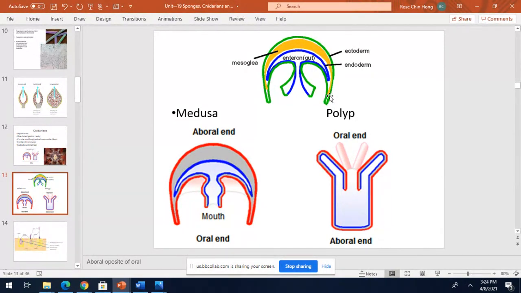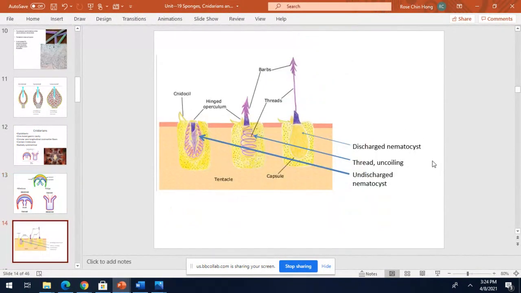so it allows movement. Okay, so what makes this a cnidarian? They have this special cell that's called a nematocyst.